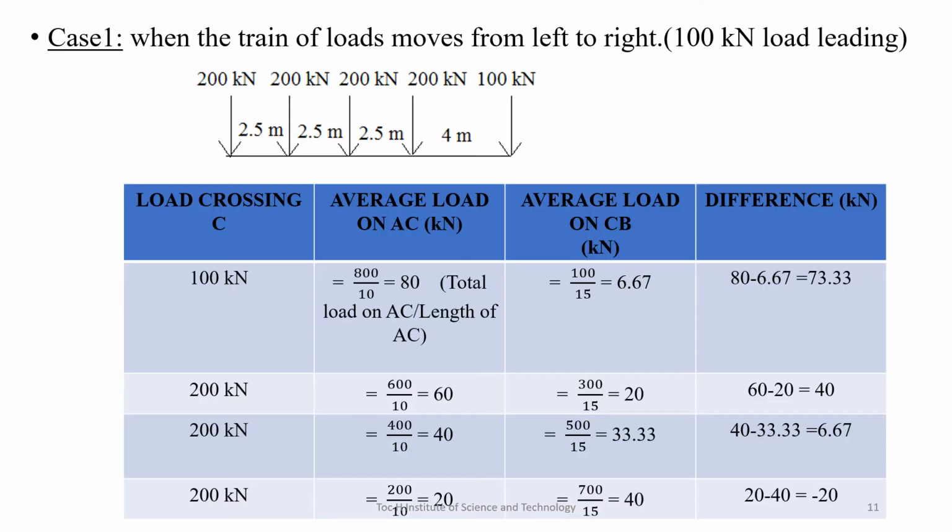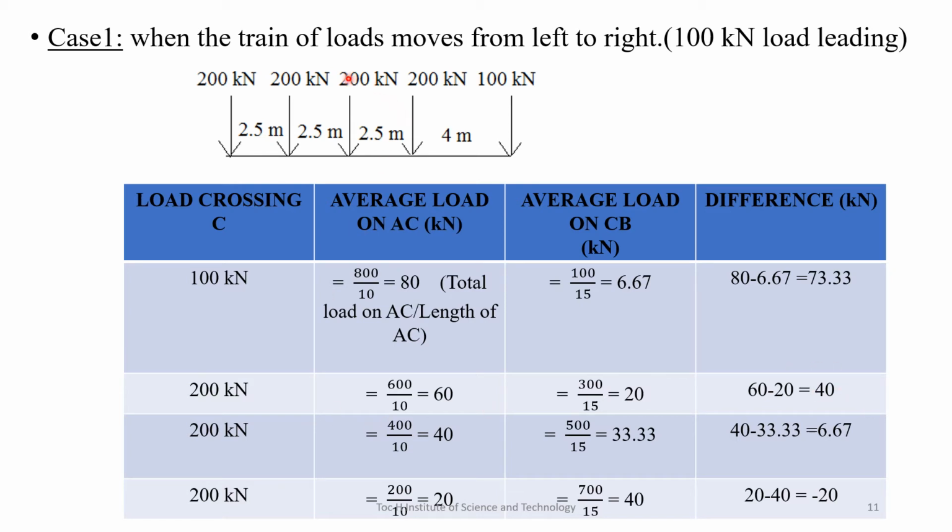Now case 1, that is when the train of loads moves from left to right. That means the 100 kilonewton load is leading and the train of loads is moving from left to right. Now consider the first 100 kilonewton crosses the section C, so that the average load on AC is equal to 80 kilonewton and the average load on CB is equal to 6.67. So the difference is 73.33. Now consider the next load, that is 200 kilonewton, which crosses the section C. Now the average load on AC is 60 and the average load on CB is 20. So the difference is 60 minus 20, which is 40. It is also a positive value.